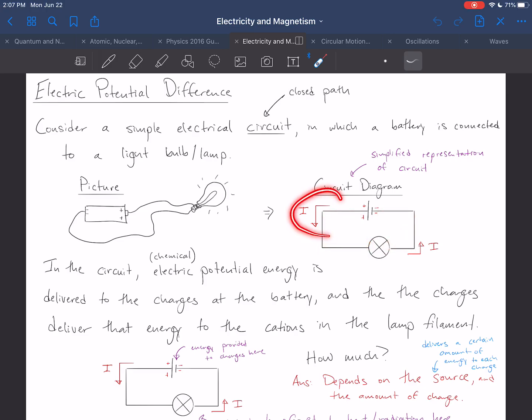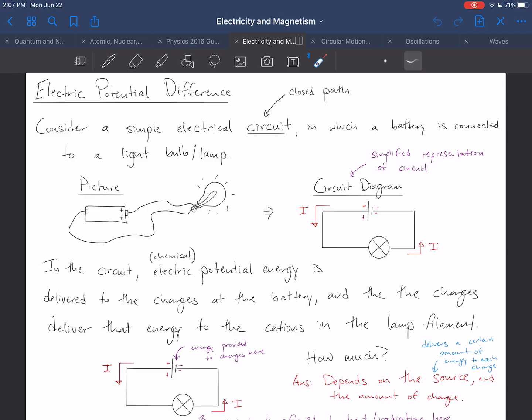Notice I'm talking about the conventional current here. The conventional current flows along the circuit this way, and in the meantime, it goes through this symbol, which stands for the light bulb. And the light bulb heats up and lights up, gives off light and heat. So what is happening from an energy perspective here? Well, that's the essence to understanding this concept of potential difference.